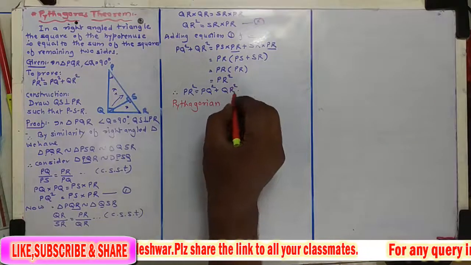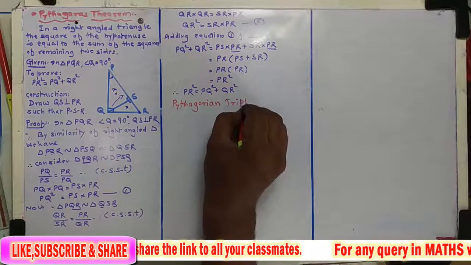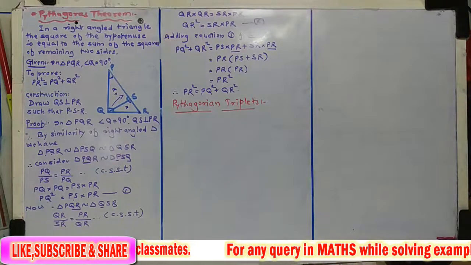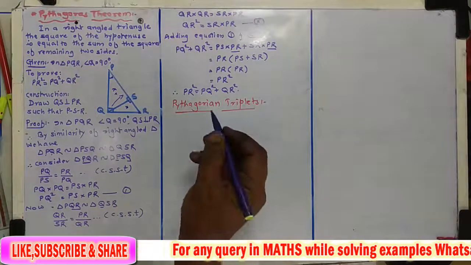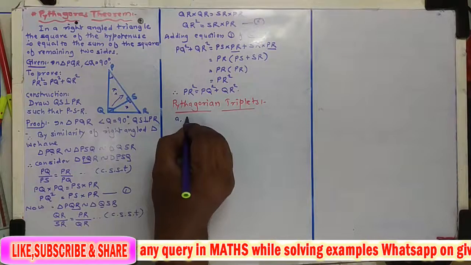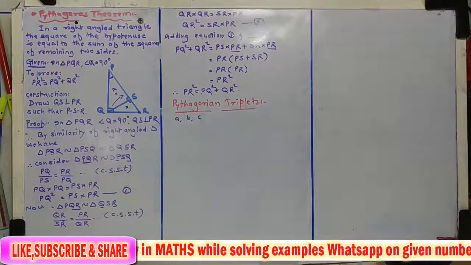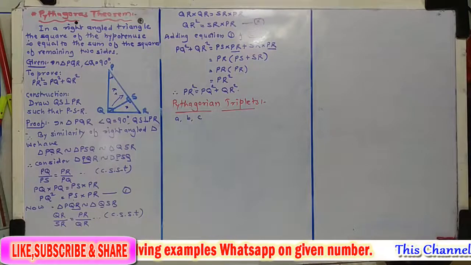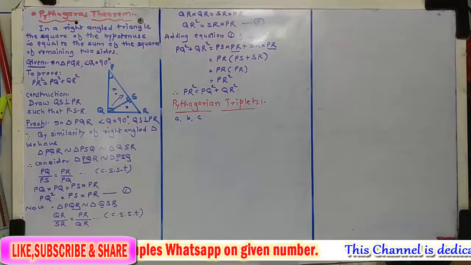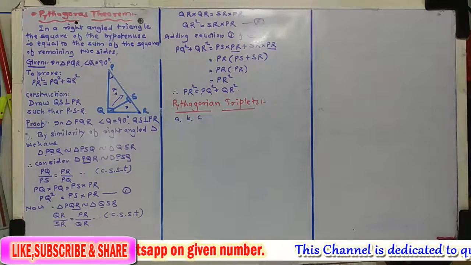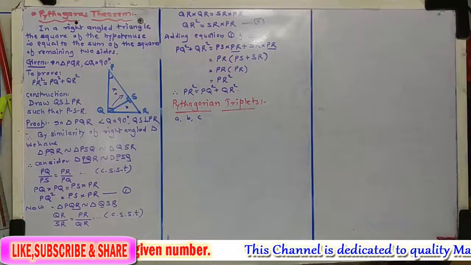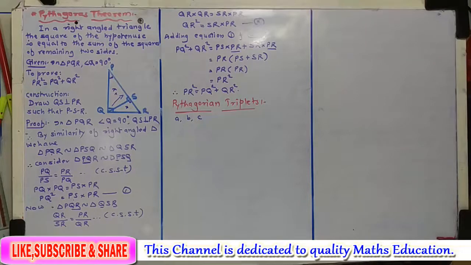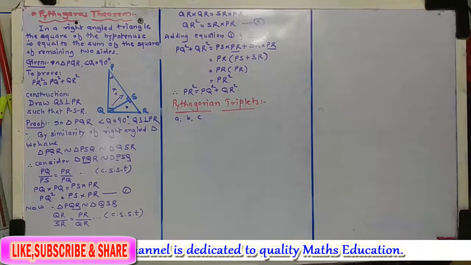Pythagorean triplets. Now the definition of Pythagorean triplet is, if A, B, C three numbers are given, and in the given three numbers, if the square of one number is equal to the sum of squares of the other two numbers, then those three numbers are called Pythagorean triplets.